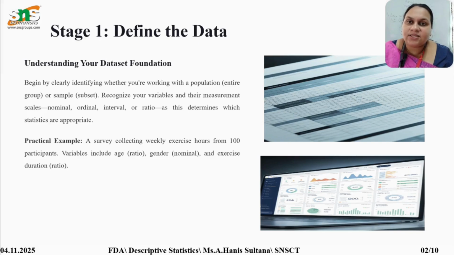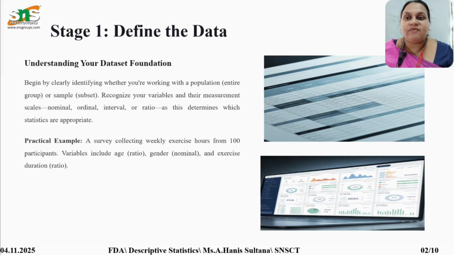We are discussing this topic in five stages. The first one is about defining the data. So why does the data have to be defined clearly? It may be in the raw form. We all know that as soon as we collect the data, it is in the raw form. So we have to understand whether we are working with the entire population, that is, we are going for a census study, or we are gathering a sample, that is, collecting the information only from some particular group.